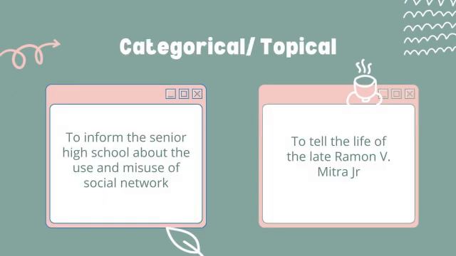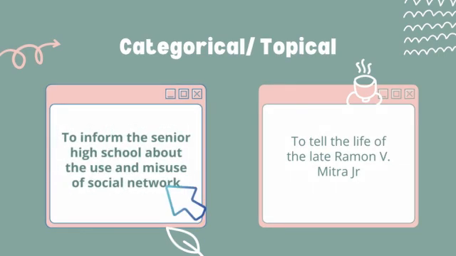Which of the following is an example of categorical topical pattern? To inform the senior high school about the use and misuse of the social network. To tell the life of the late Ramon V. Mitra Jr. The answer is to inform the senior high school about the use and misuse of social network.